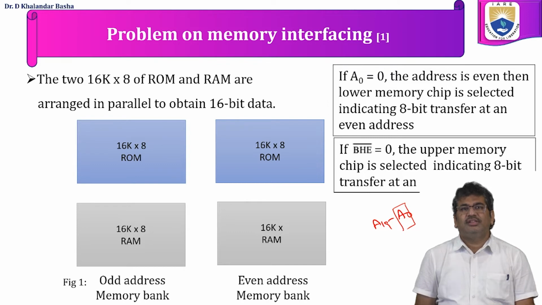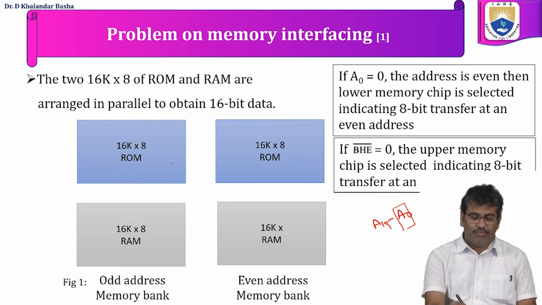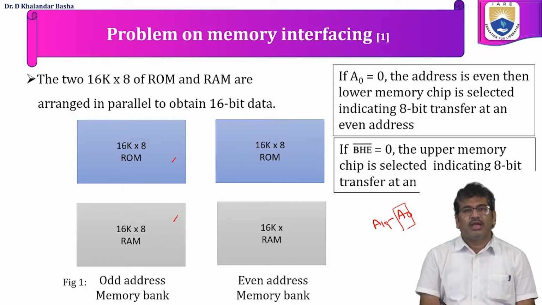The next control signal which we will take is BHE bar, which is bus high enable. Whenever bus high enable is equivalent to 0, it indicates the upper memory chip is selected, indicating the 8-bit transfer at odd address. For selection of the memory block, compulsorily we have to maintain BHE bar equivalent to 0. Next, what are the various data transactions we can have?